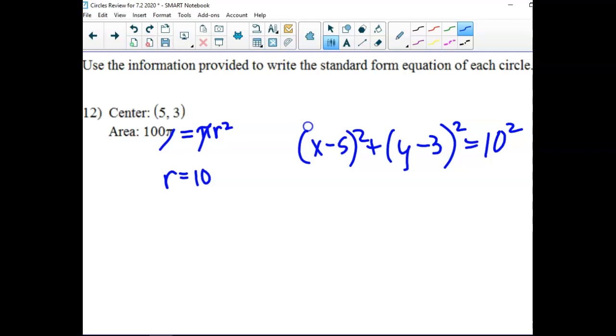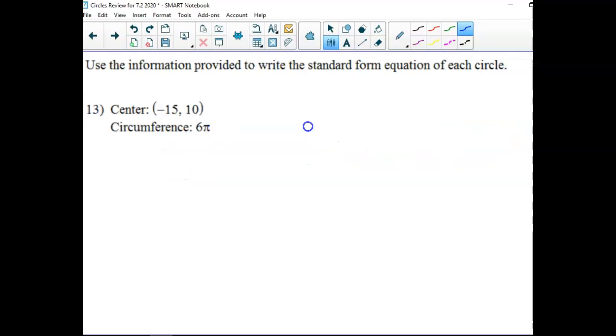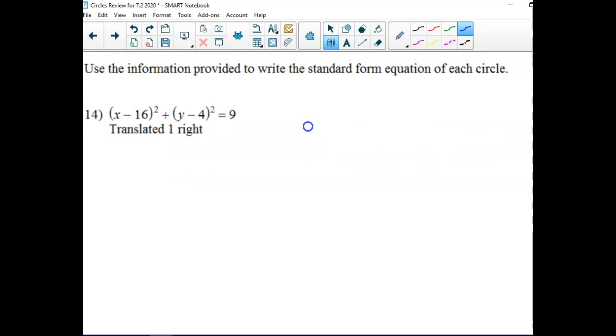Everybody good? Okay. All right, I'm gonna skip this one. Do you have this one? What's on the back?